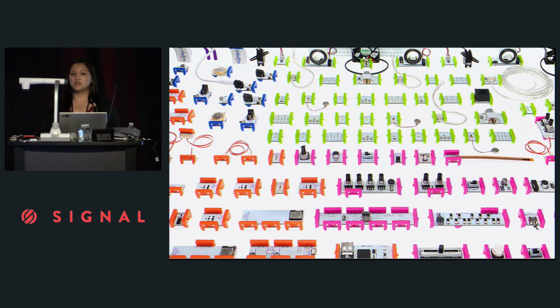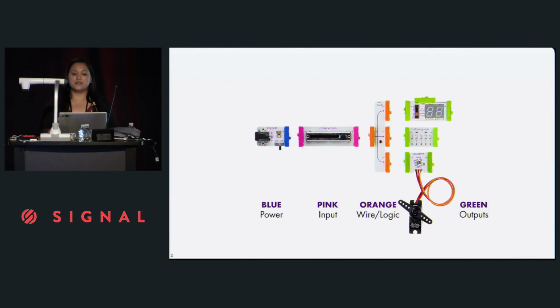What is littleBits? It's an open source library of electronic modules, and they snap together with tiny magnets for learning and inventing. All of the modules are color-coded. So blue provides the power. Pink input modules take something from the outside world and convert it to a littleBits signal. And green output modules take a littleBits signal and convert that to something we can see, hear, feel. The orange wire modules are everything in between. So this makes it really easy for people to build simple circuits and inventive projects in seconds.